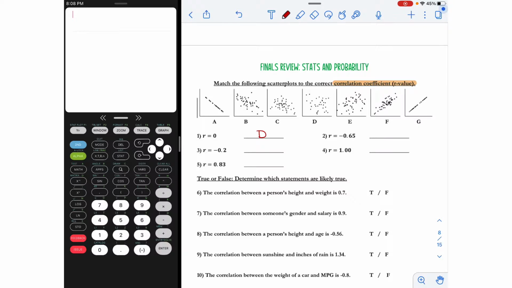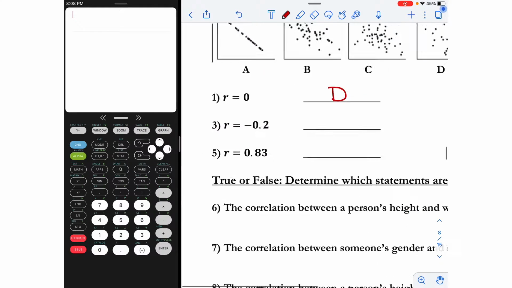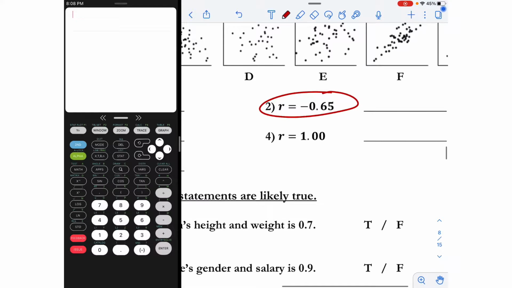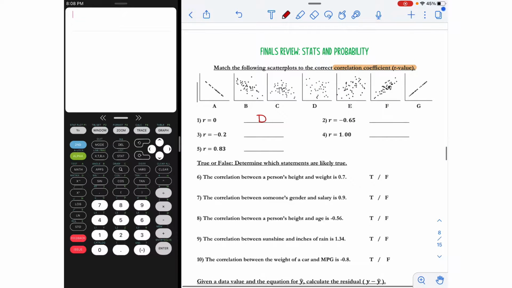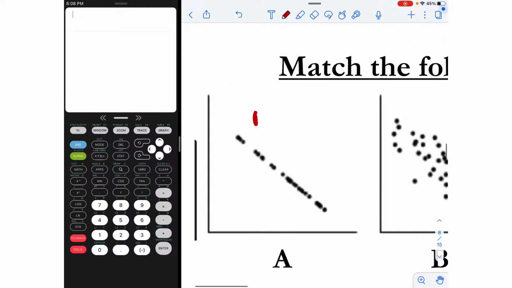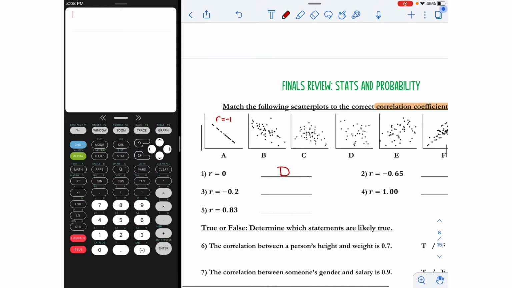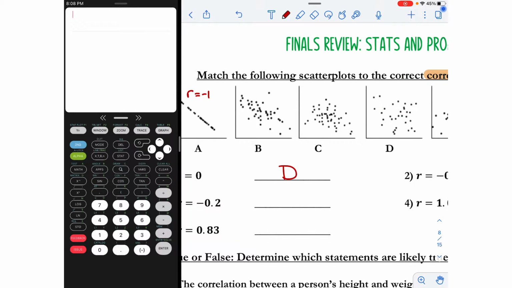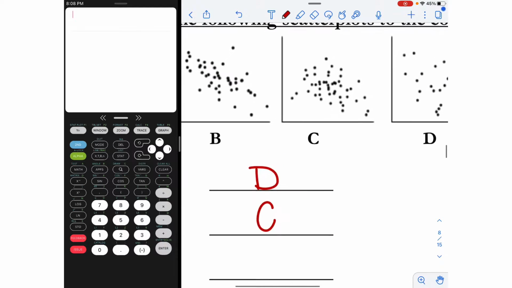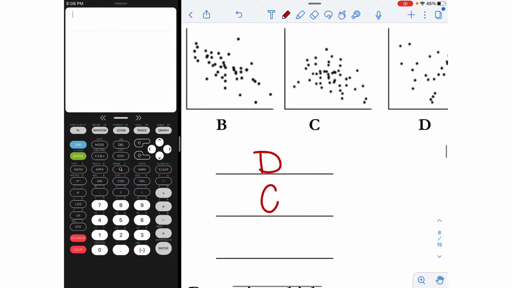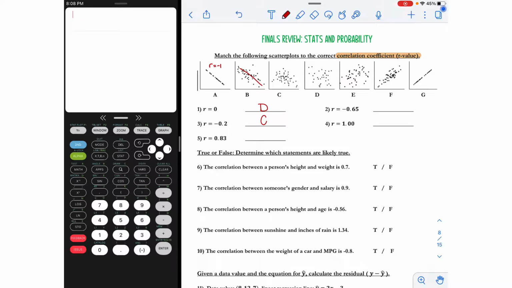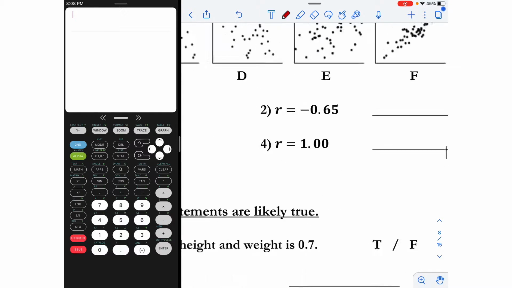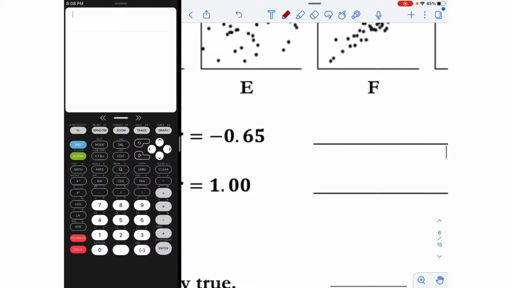Let's see. Look at the negative numbers. So we have negative 0.2, which is pretty close to 0, and negative 0.65. And there's no -1, but by the way, this R value would be -1. So I would say that the negative 0.2, which is pretty close to 0, is going to be C, because it does look like it's not that correlated, but you could technically argue that the data is going down. And then this one would be the negative 0.65. Okay, it's a little bit tighter together, but still 0.65 is kind of moderate in the middle there. So that would be B for this one.